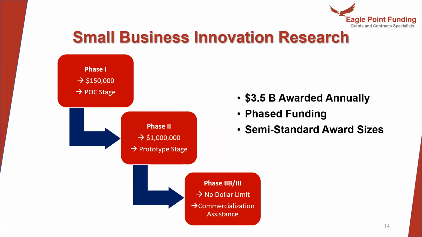There's phase 2, which is up to $1 million, which is a prototype. Basically show us what you got. And phase 3 is, again, commercialization. So like I was saying before, where the government becomes either A, your first customer, or B, assists you in bringing your product to market. And as I was saying before, $3.5 billion awarded annually, and it's usually phased.